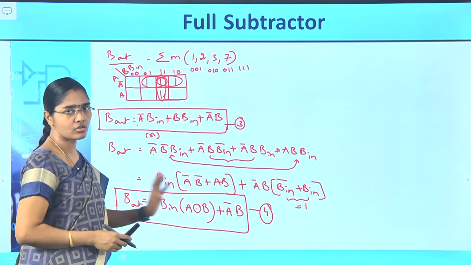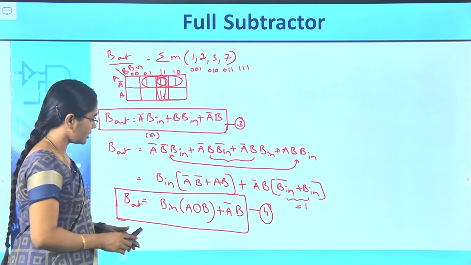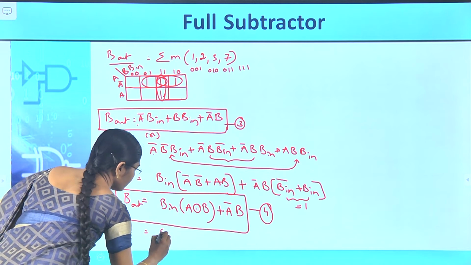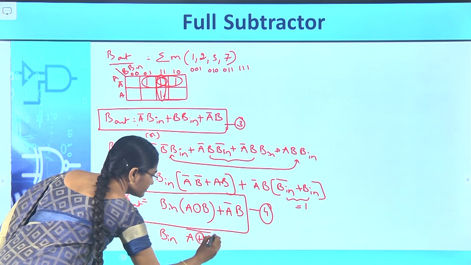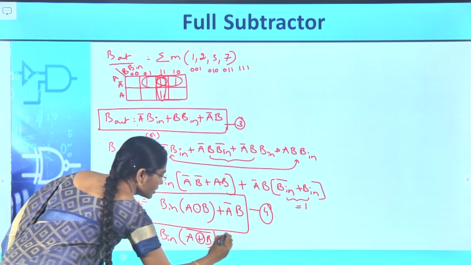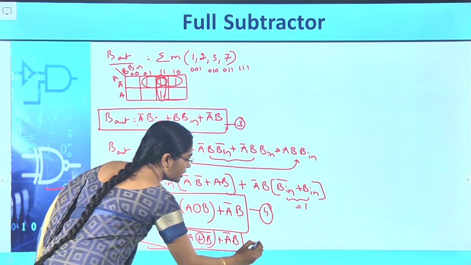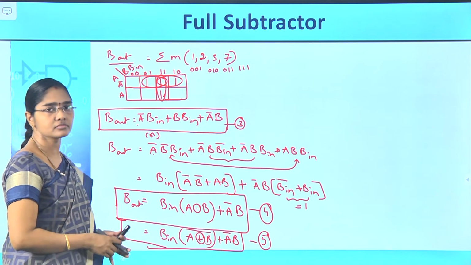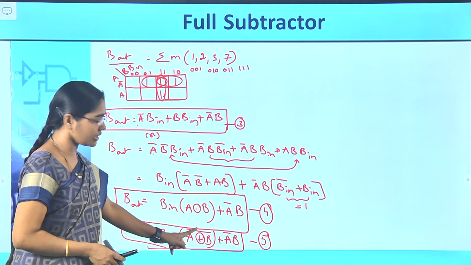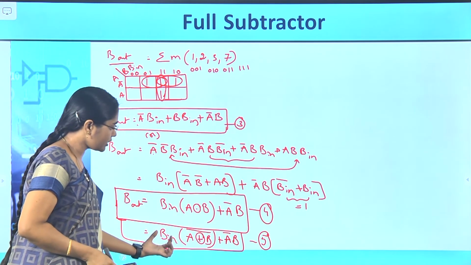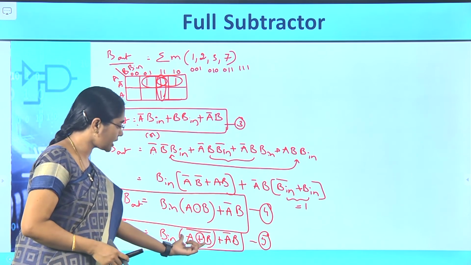A XOR B whole bar, or we can write in other terms, that is equal to B in into A XOR B whole bar plus A bar into B. This is another representation. Take the equation number 5. Okay. This is in terms of XOR, A XOR B whole bar into B in plus A bar B. Since in the difference equation we have A XOR B, we can take whole bar for this.